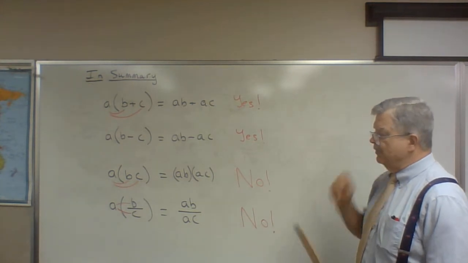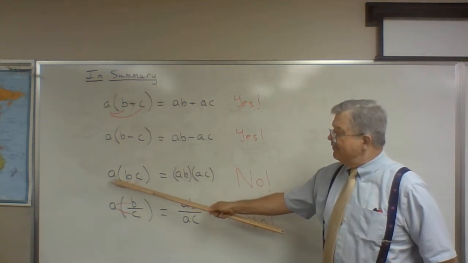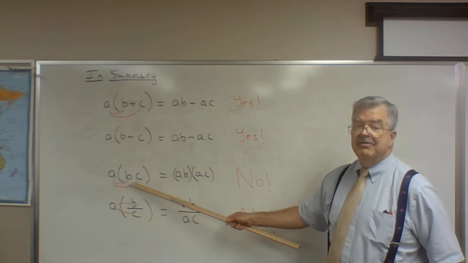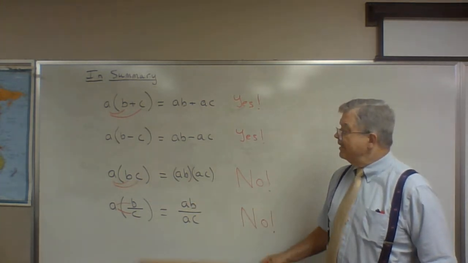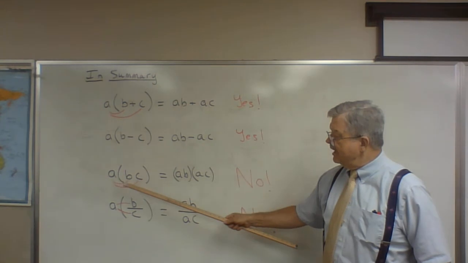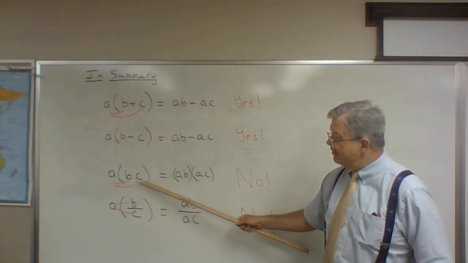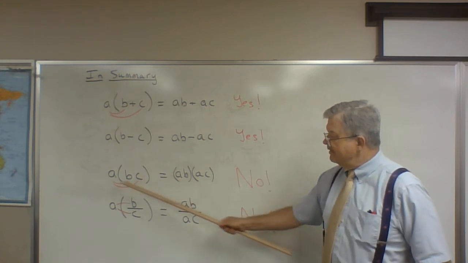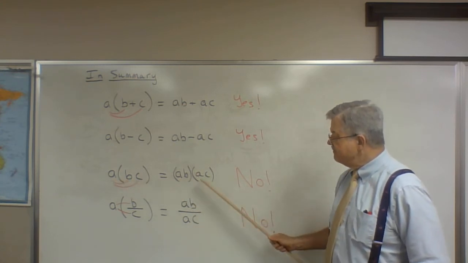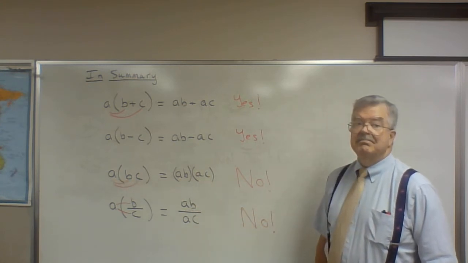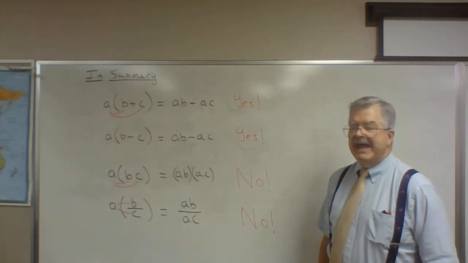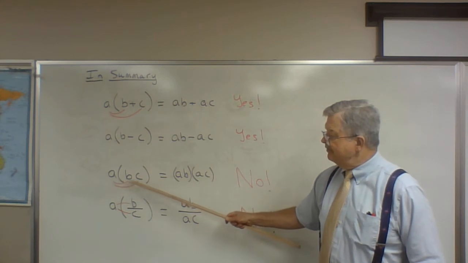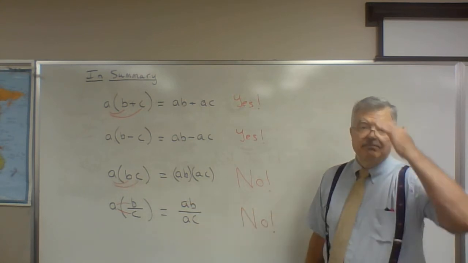Now, what can't we do? If we have a multiplier times a product in parentheses, can we distribute the multiplier to each factor of the product? AB times AC? Nope, we can't do that. We can't distribute multiplication over multiplication.